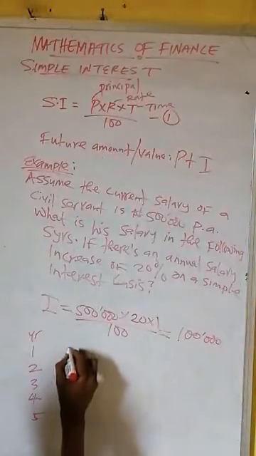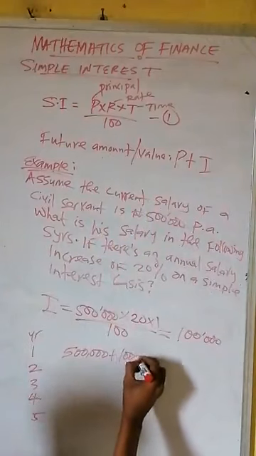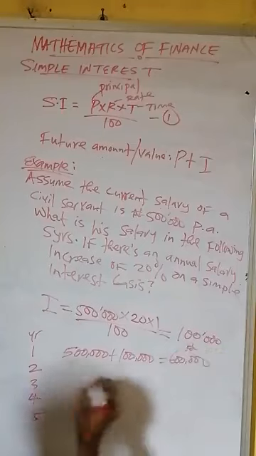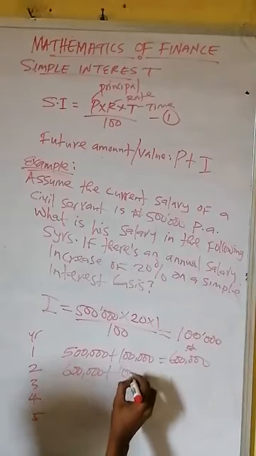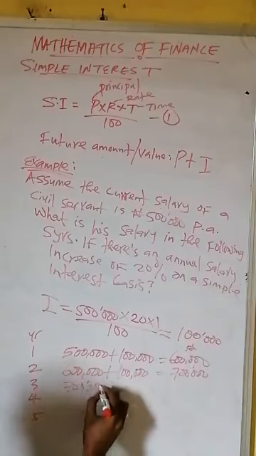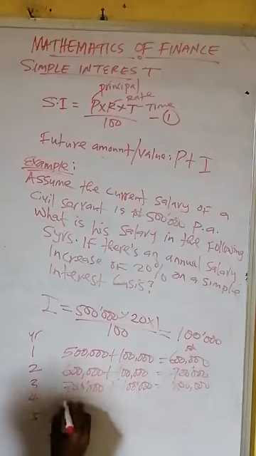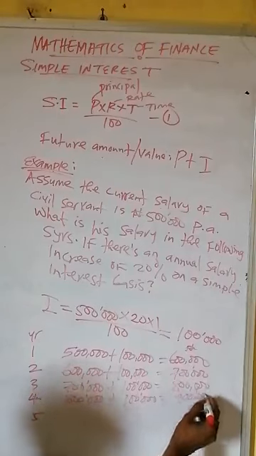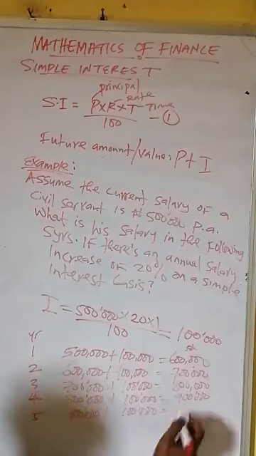So it will now go at 500,000 plus the interest we have there, plus 100,000. So now we have 600,000. In year 2, bring down the 600, plus the interest again, 100. You have it to be 700. For year 3, 700, you bring it down, plus 100, you have 800. Year 4, 800 plus 100, you have 900. So year 5, 900 plus 100, you have it to be 1 million.